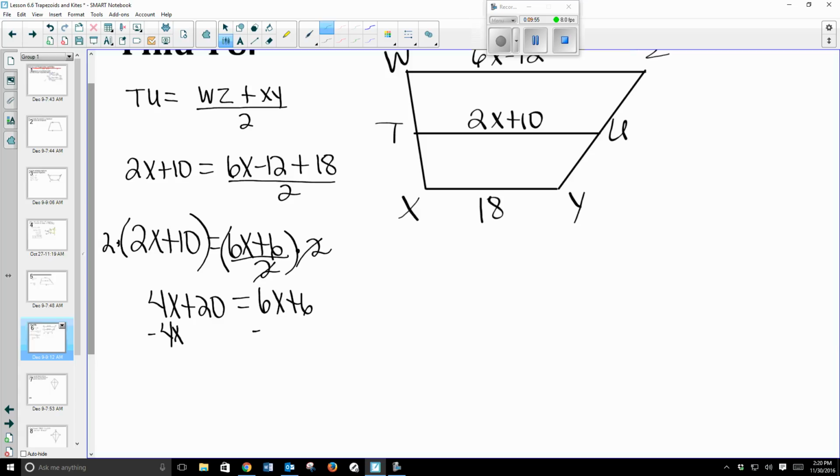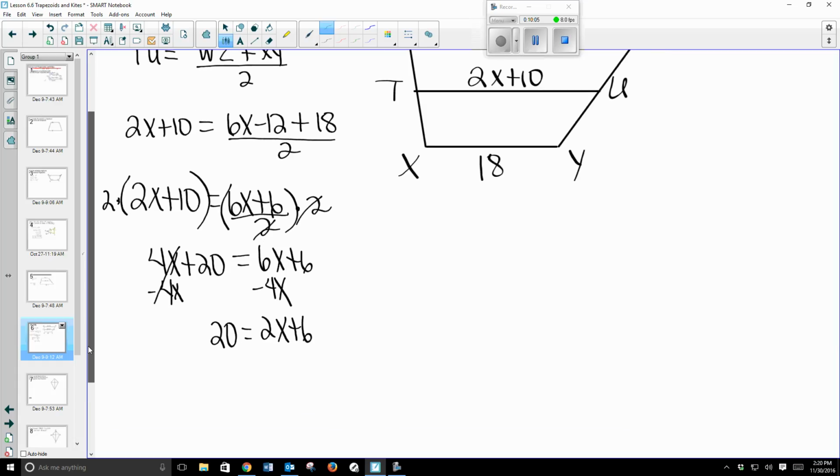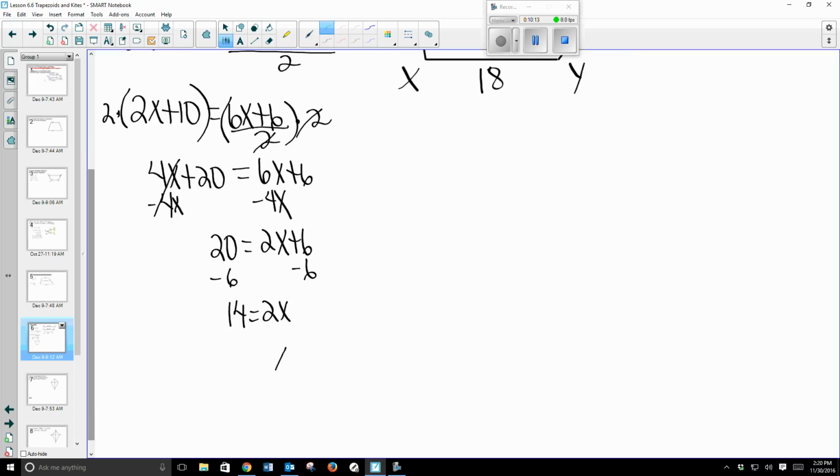Subtract 4x from both sides. 6, but subtract 6 from both sides. You get 14 is equal to 2x. Divide both sides by 2. X is equal to 7. But that's not my answer. It will help me get my answer.